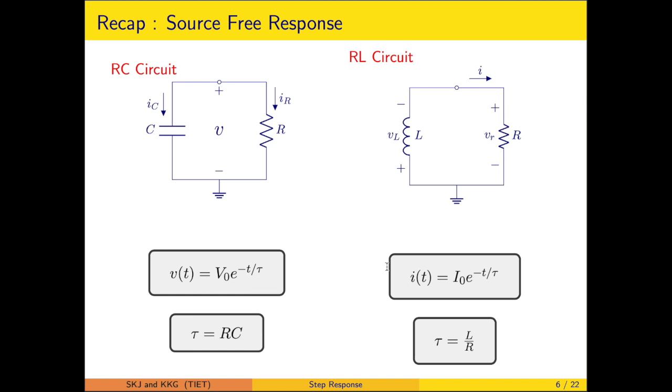This behavior is explained by the respective relations V is equal to V0 e to the power minus t upon tau, and I is equal to I0 e to the power minus t upon tau. This tau, which is the time constant, depends on the circuit parameters, which is RC for the capacitive circuits and L upon R for the inductive circuits. This time constant also suggests the physical characteristics of the system.